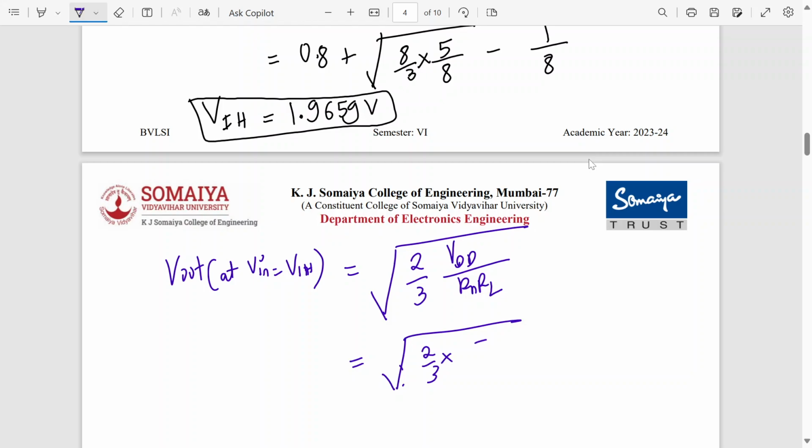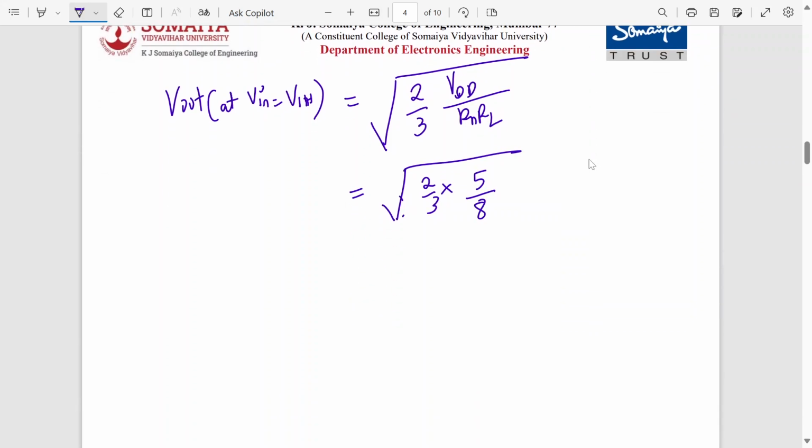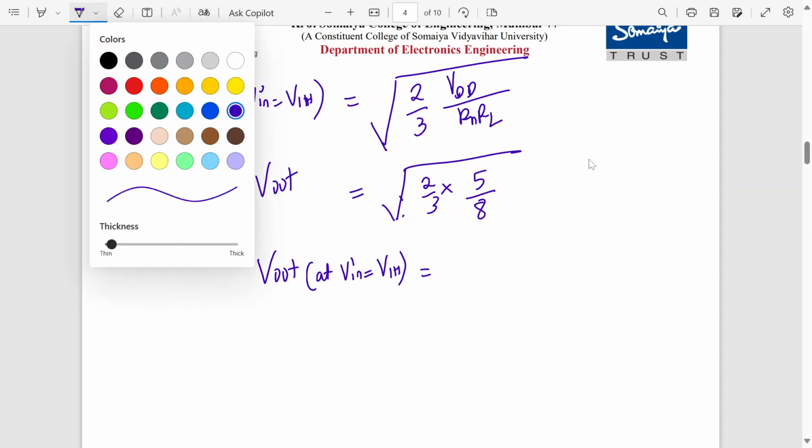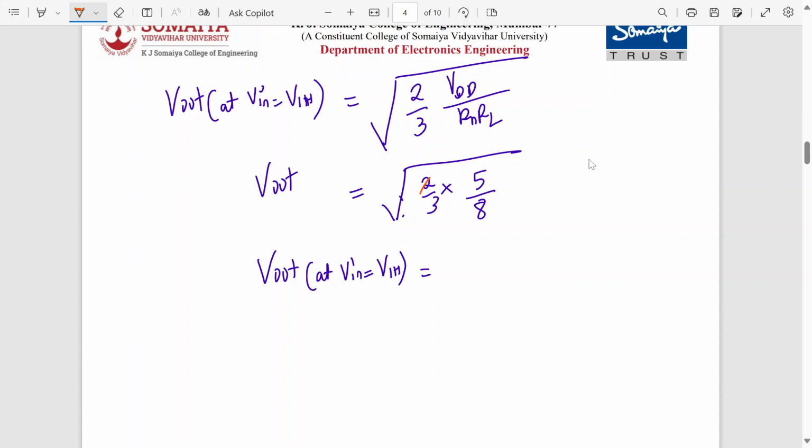Tell me, 5 upon 8. How much is this now? Can you tell me this number please? At V in equal to VIH, can you tell me this number? This is 1 upon 4. So 5 upon 12, square root of 5 upon 12. How much is this? Yes, 0.6455 volts. Absolutely correct.